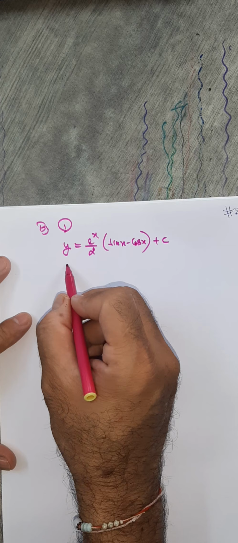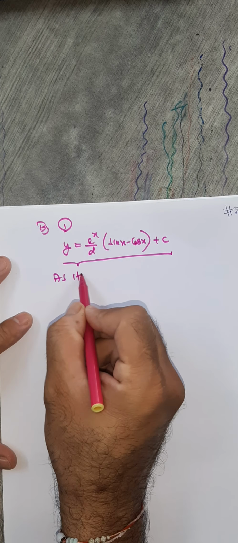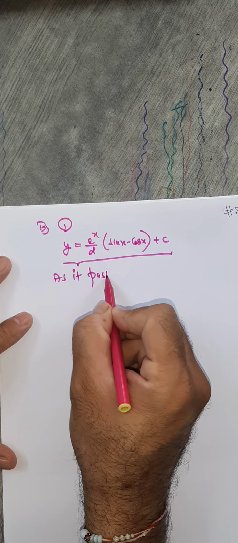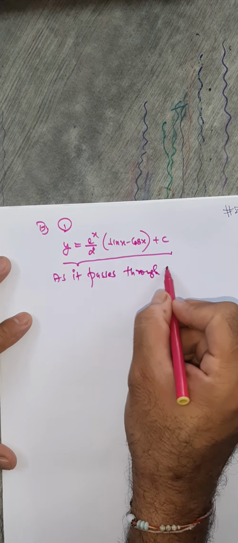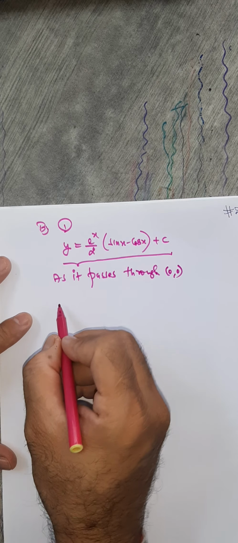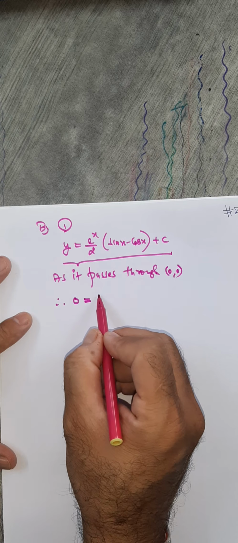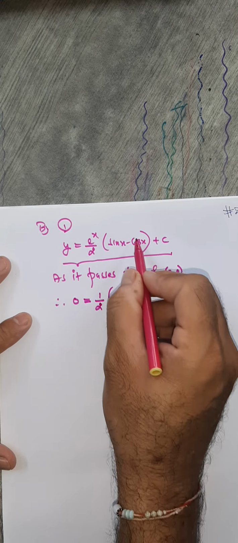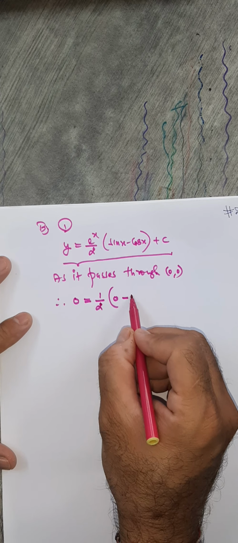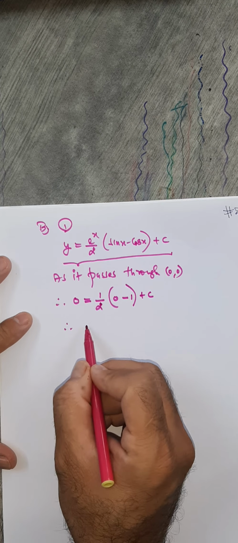Now this is called the general solution. But you are given that this curve passes through (0, 0). So (0, 0) satisfies this equation. 0 equals e raised to 0, which is 1, by 2, into sine 0, which is 0, minus cos 0, which is 1, plus c. So c will be just half.